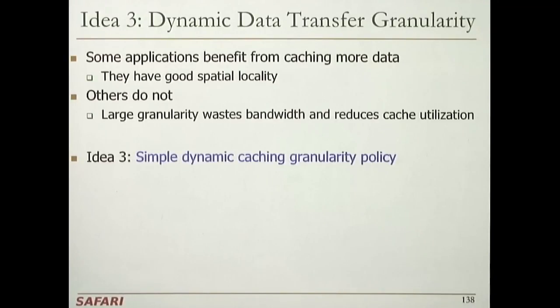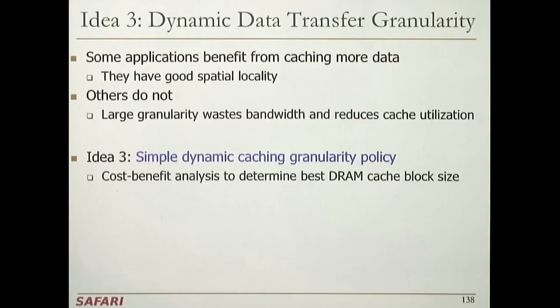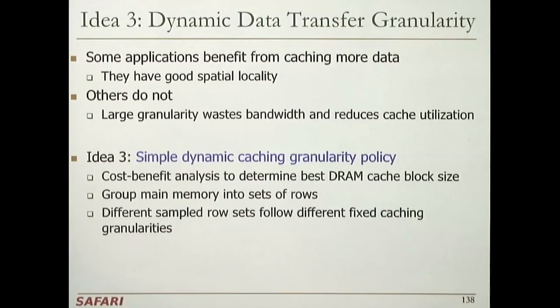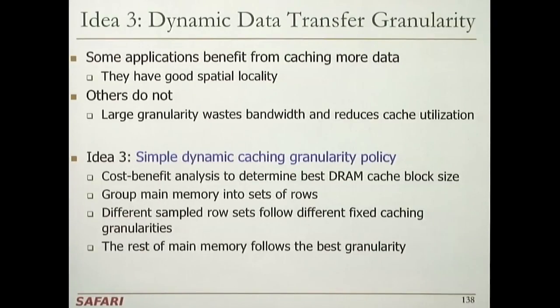The basic idea, you remember, the set sampling, hybrid replacement policies in caches. You could actually do something similar. Basically, you can group main memory into sets of rows, and some of them follow 64-byte granularity, some of them follow 4 kilobyte granularity, and then you basically do a cost-benefit analysis. The rest of main memory follows the best granularity.